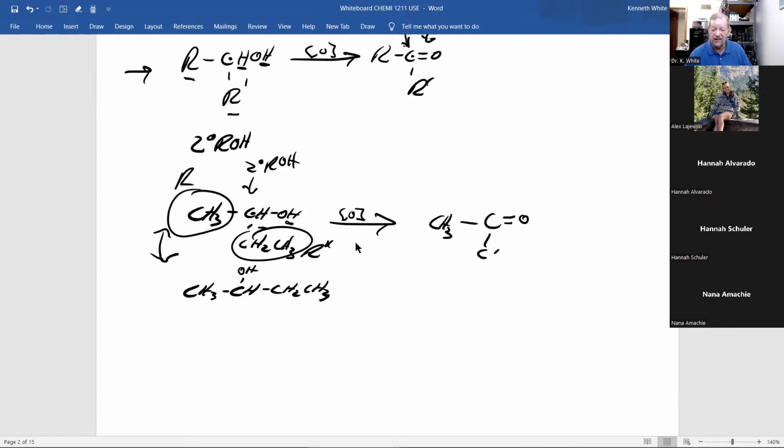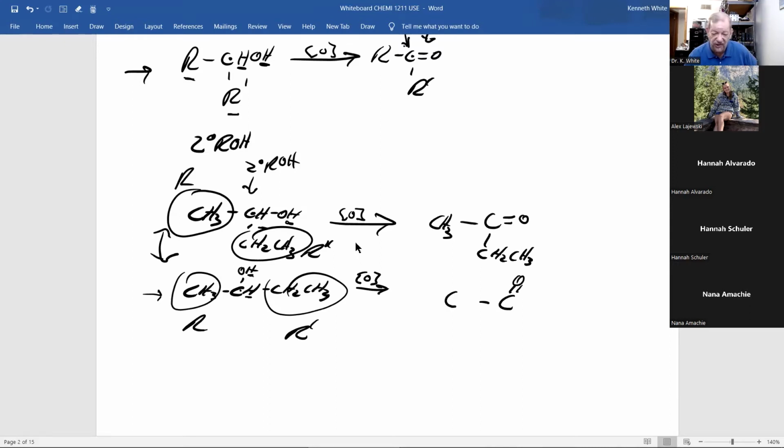CH3, CH2, CH3. Now, if you looked at this structure, same thing, R prime, doesn't matter which one you call R and R prime. And when you oxidize it, you lose this on this carbon, you form a carbon-oxygen double bond. What was attached to it? This carbon has both a methyl and ethyl group attached to it. This carbon has methyl and ethyl, so they're the same.